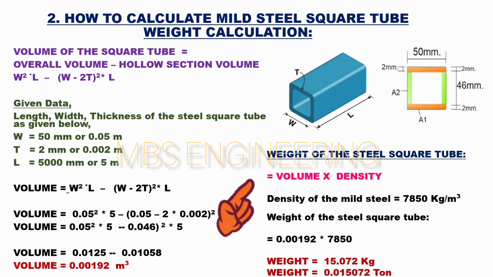Next, we learn about how to calculate the weight of the mild steel square tube. Volume is multiplied by density. Assume that the density of the mild steel is 7850 kilograms per cubic meter. Then, the weight of the steel tube is 0.00192 multiplied by 7850. The mild steel square tube has a weight of 15.072 kilograms, or 0.015072 tons.